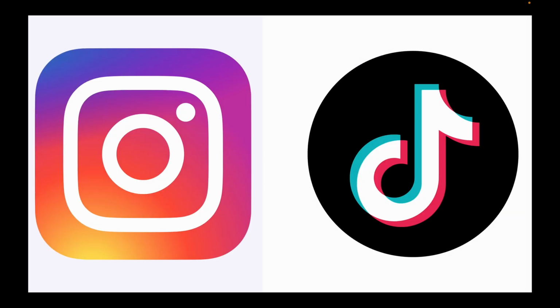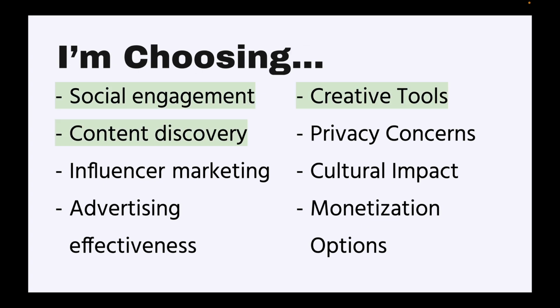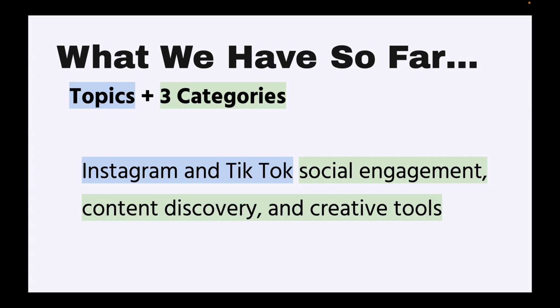For example, if we go back to the Instagram TikTok comparison, I have options for what I want to write about. I can talk about the social engagement, content discovery, influencer marketing, creative tools, privacy concerns, monetization. I have so many options of categories that I can choose the ones that fit best for my writing. And in the thesis I'm going to write, I think social engagement, content discovery, and creative tools, because they all focus on the user experience, work really, really well together. So what I have so far is I have my topics, Instagram and TikTok, and 3 categories. But we don't actually have a thesis statement.